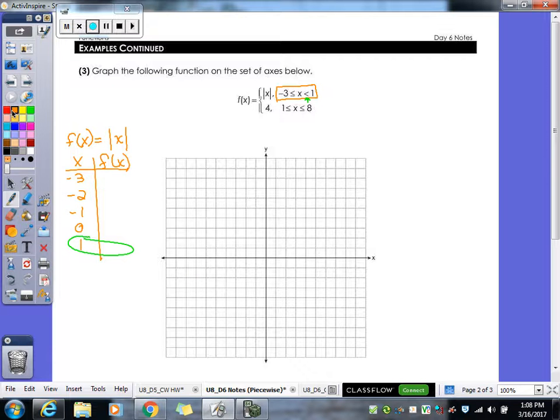So you could type this in your calculator if you wanted to get your table. Or we can just remember what's the absolute value of 3, absolute value of 2, -1, 0, and then absolute value of 1 is 1. Then we can plot our points. So it makes kind of like a little backwards check mark.